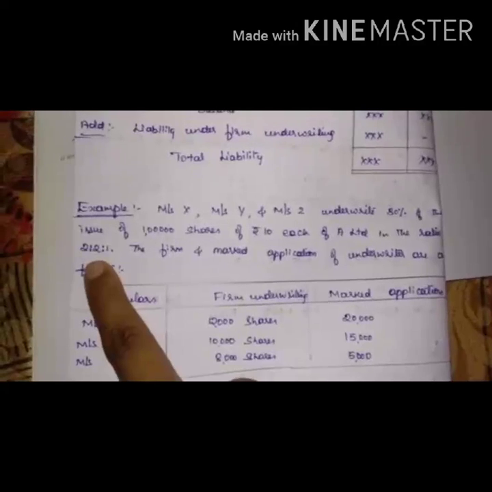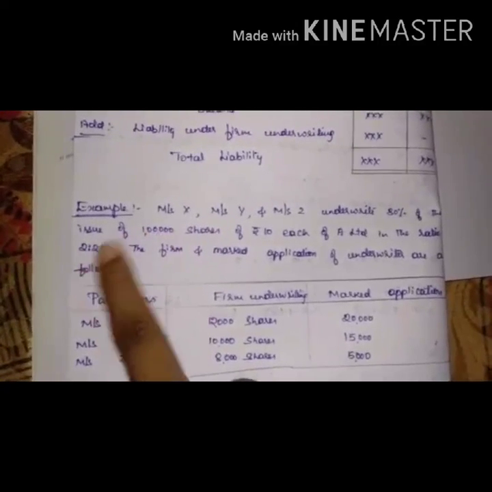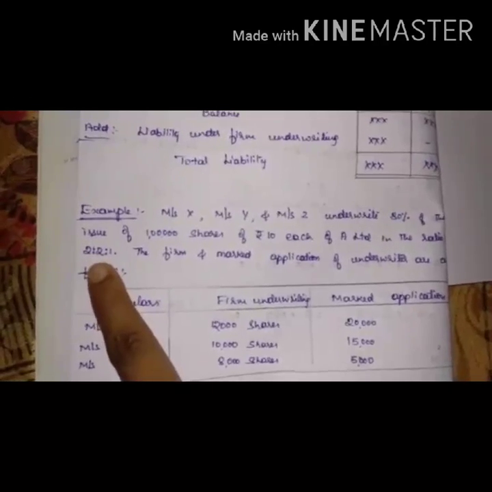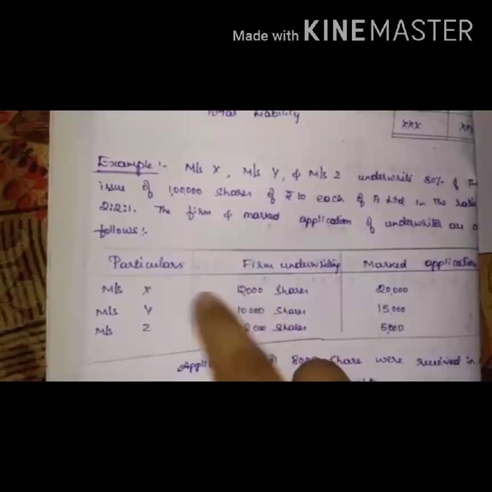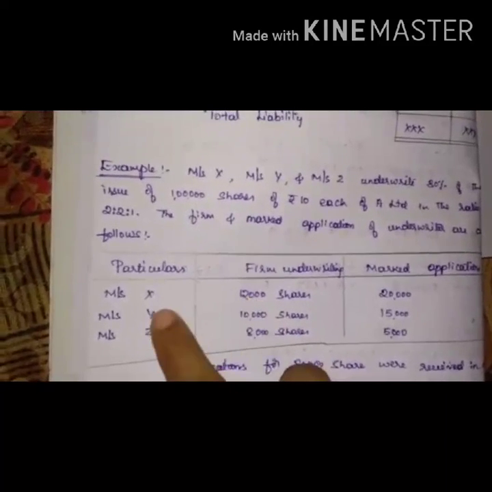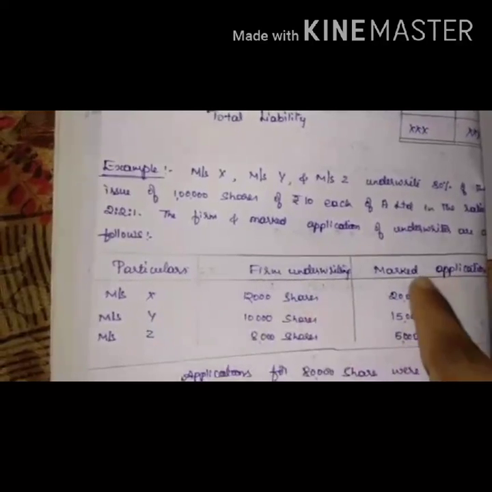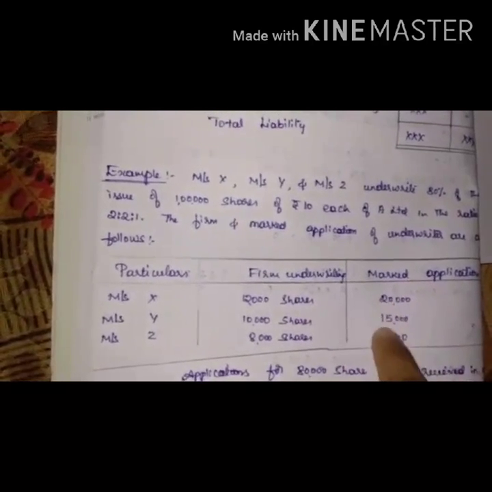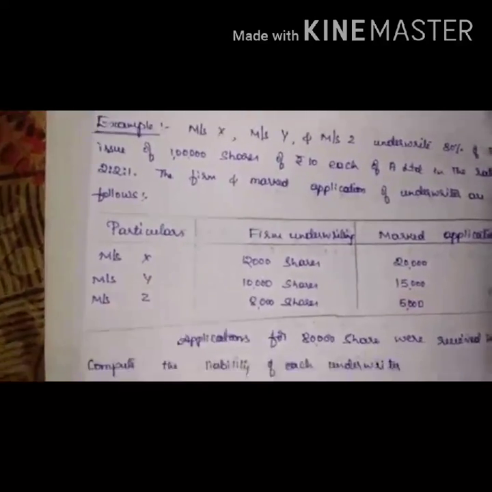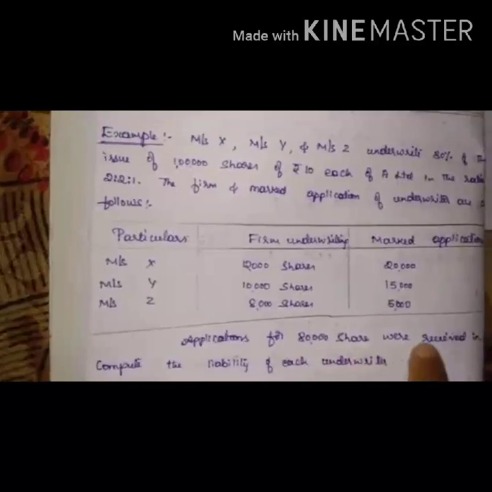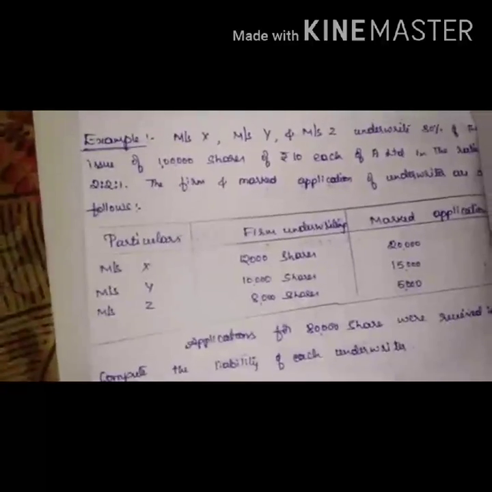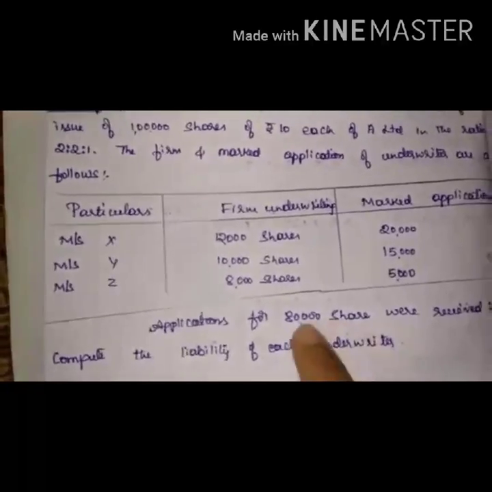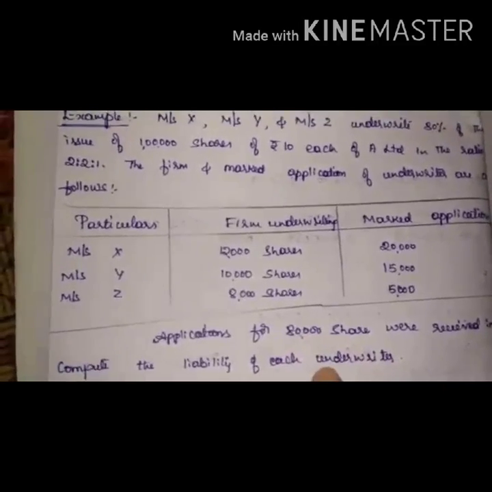So ratio is given. So this 1 lakh we have to calculate, what is the underwriting of each underwriter. Then firm underwriting is given separately, that is how many shares each of the underwriters will take up. Then marked application, the marked application that have come through each of the underwriters. Application for 80,000 shares were received in all. That means from the public, company received 80,000 shares. Compute the liability of each of the underwriters.